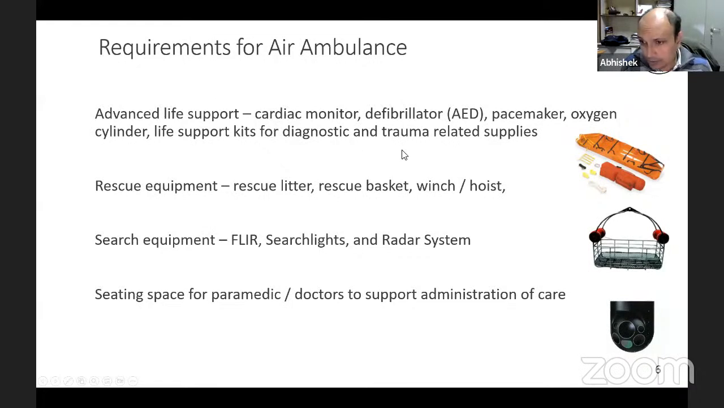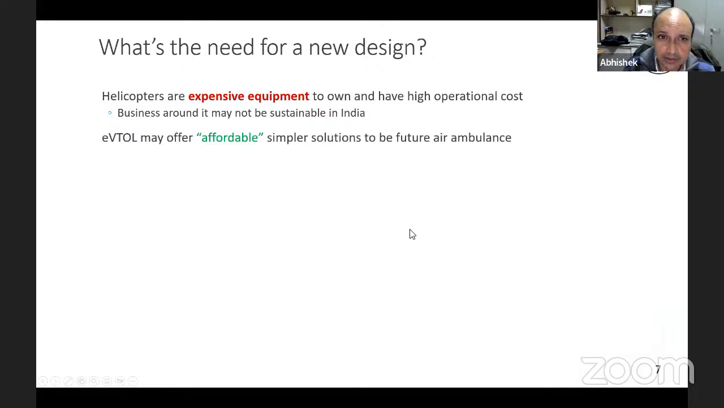Now, requirements for the ambulance: of course, you have already been given a list of equipment which has to be put in. These are typical items for rescue. But in this case, your goal is mostly to transport patients and not necessarily carry out rescue operations, so these may not be relevant for you. Nevertheless, these are a few things which we had considered for our search and rescue platform development. Now the question is, why can't we keep using helicopters, and why do we need to design an eVTOL air ambulance? I'll quickly touch upon that.